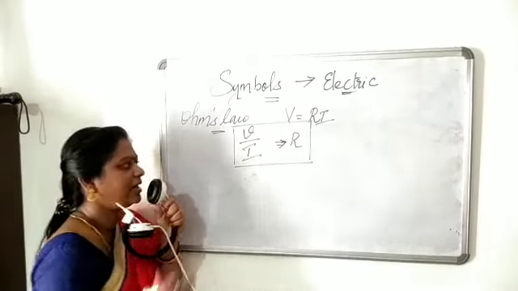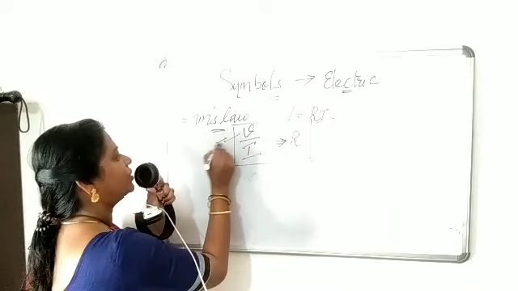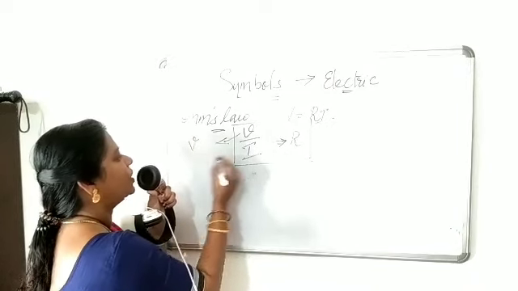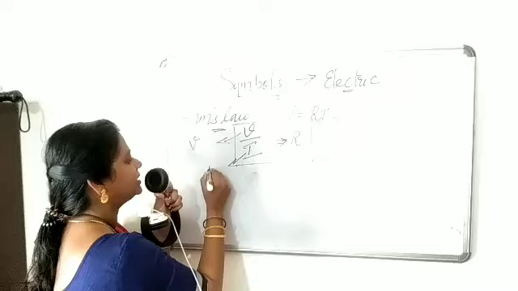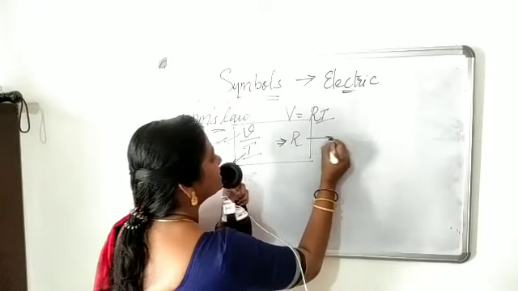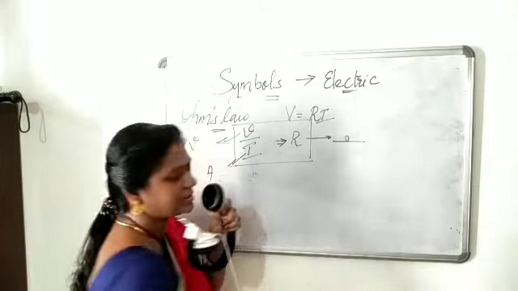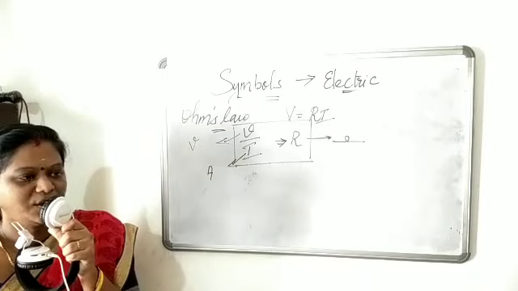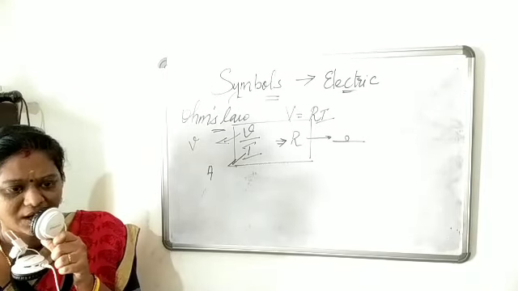As I said already, the SI unit of voltage is the volt, V. The SI unit of current is the ampere. The resistance is given in ohms. You have to draw it like this. It is called the ohm.